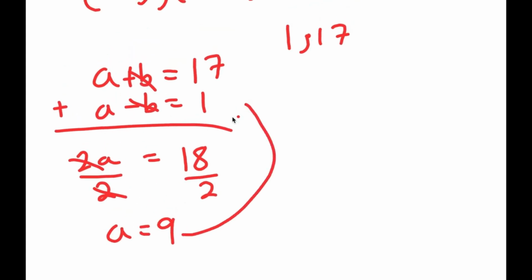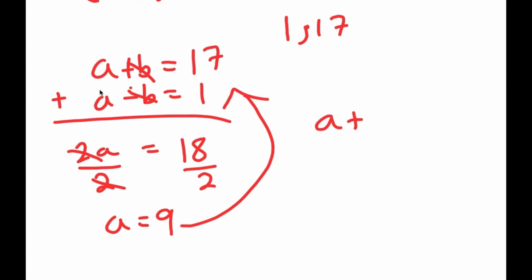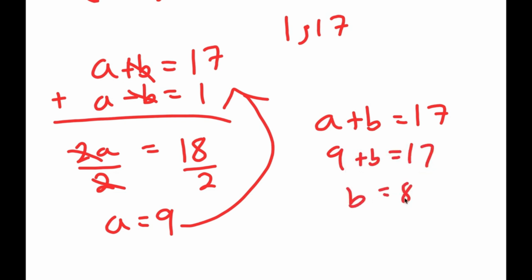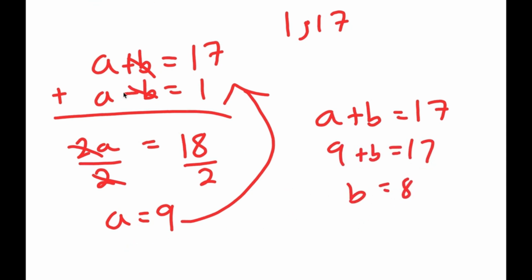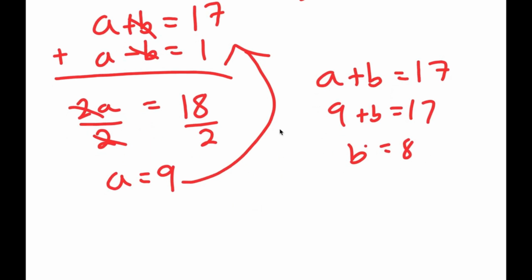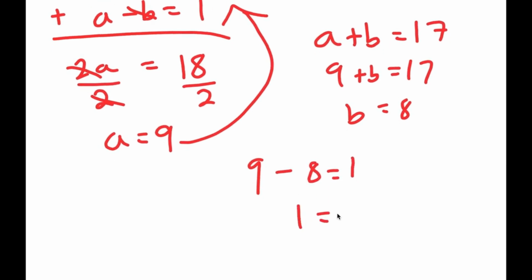Now I can plug a equals 9 back into my original equation. We could do either one. I'm going to do a plus b equals 17. If I plug in a equals 9, I get 9 plus b equals 17, meaning b is equal to 8. So a equals 9, b equals 8. And we can even check it over here. Let's plug both of these in. A is 9, minus b is 8, and 9 minus 8 does equal 1.